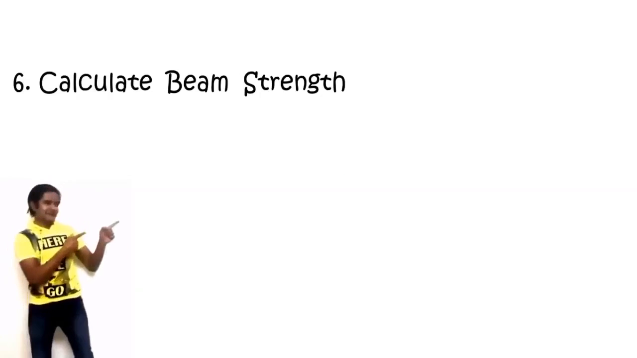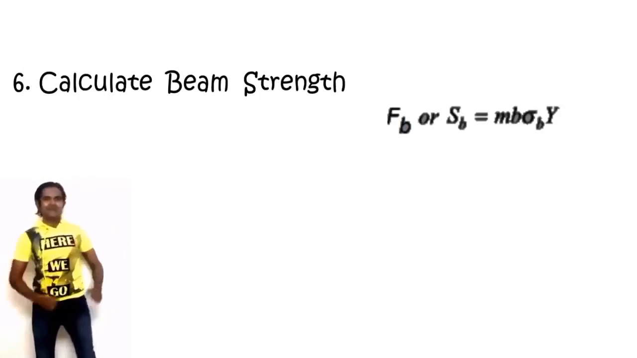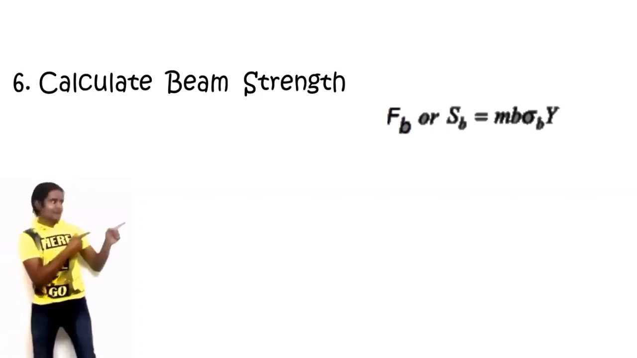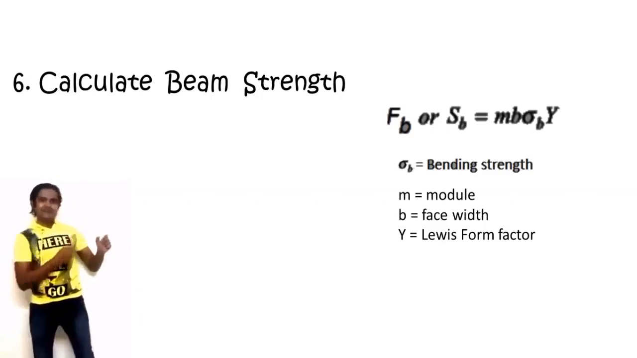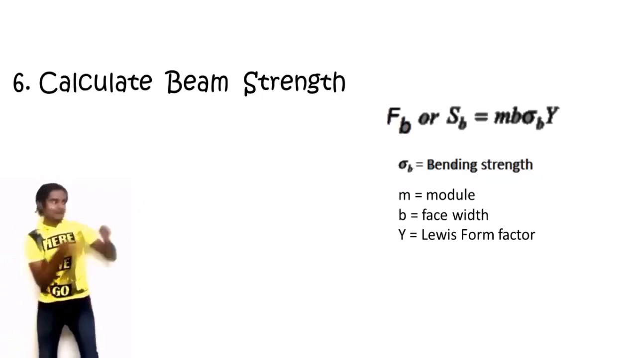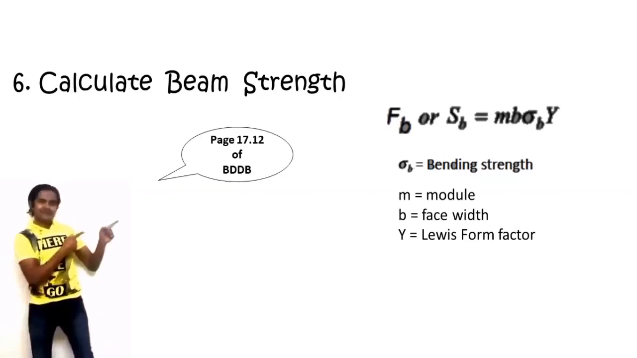Sixth step is to calculate the beam strength. Beam strength is given by SB or FB, where B is beam and F or S is the strength. So it is given by m b sigma B Y, where sigma B is the bending strength, m is module, b is the face width, and Y is the Lewis form factor. You can find this formula on page 17.12 of Bhandari design data book.